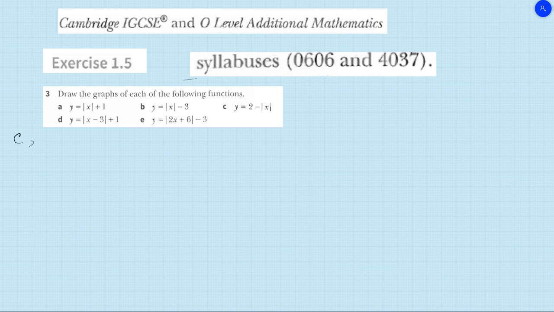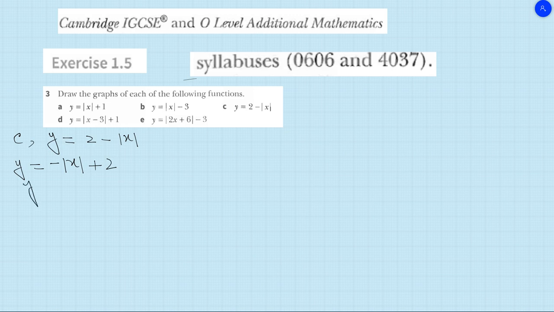Part C is y is equals to 2 minus absolute x. So first we have to write the equation y is equals to minus absolute x plus 2. We just rewrite the equation. If we write x first, then the constant after x, then it will be easy to understand. Now the same steps we will follow.